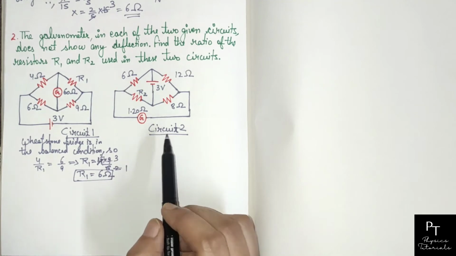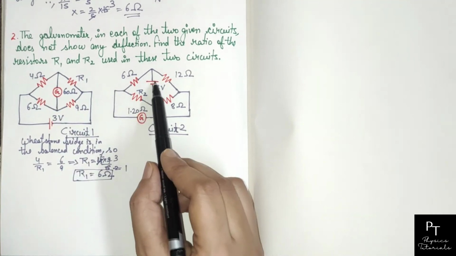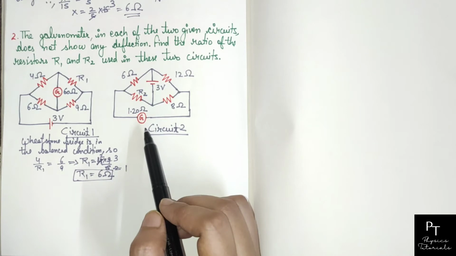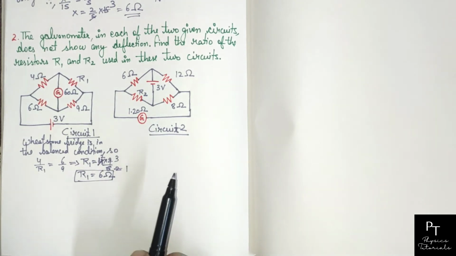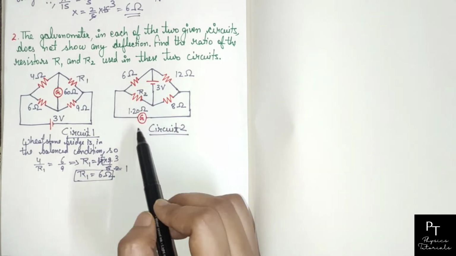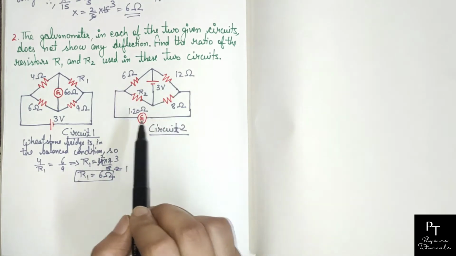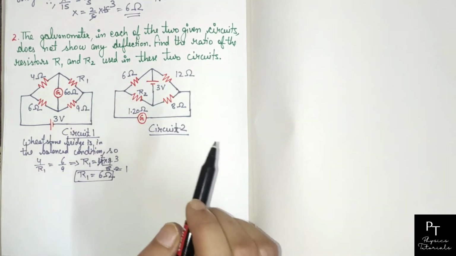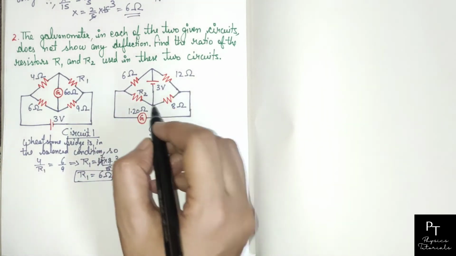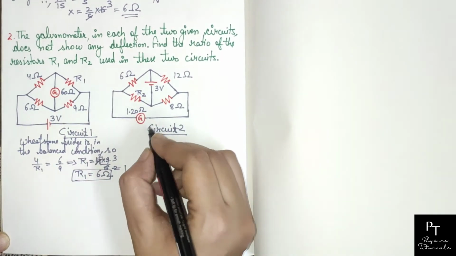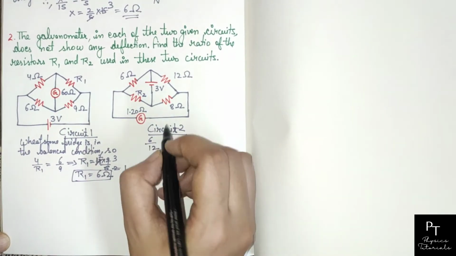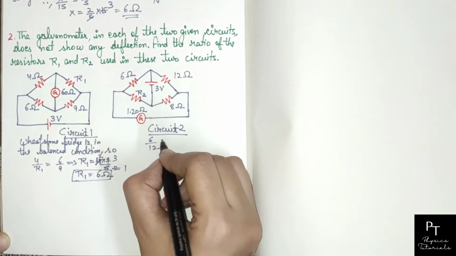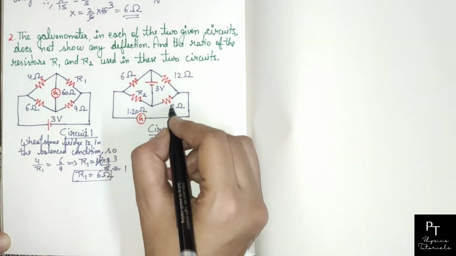In circuit 2 यहाँ पर galvanometer और बैटरी को इंटरचेंज कर दिया गया है. एंड हमने लास्ट वीडियो में देखा था कि जब हम galvanometer और बैटरी को इंटरचेंज करते हैं तो जो Wheatstone ब्रिज है उसकी बैलेंस कंडीशन पे कोई इफेक्ट नहीं पड़ता. Hence in this circuit also we have 6 by 12, that is this by this, will be equals to R2 by 8.